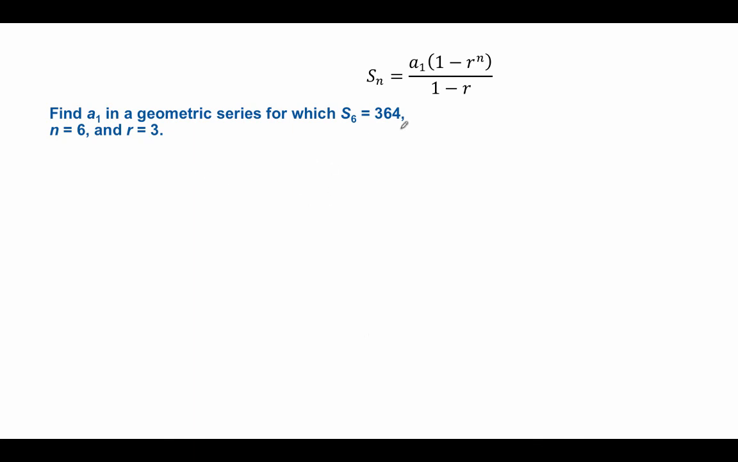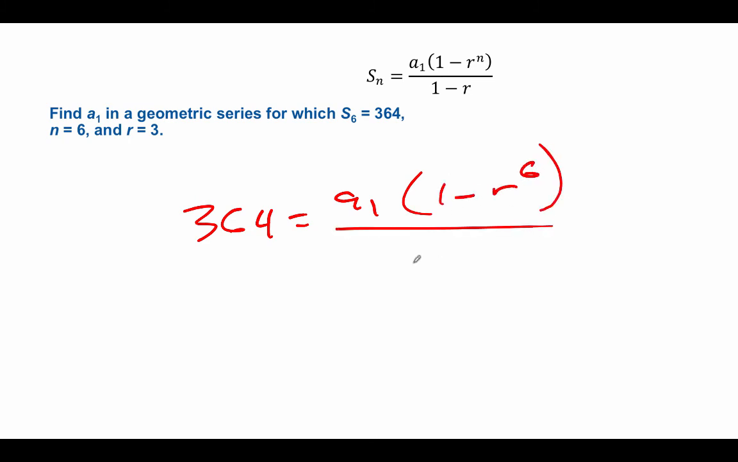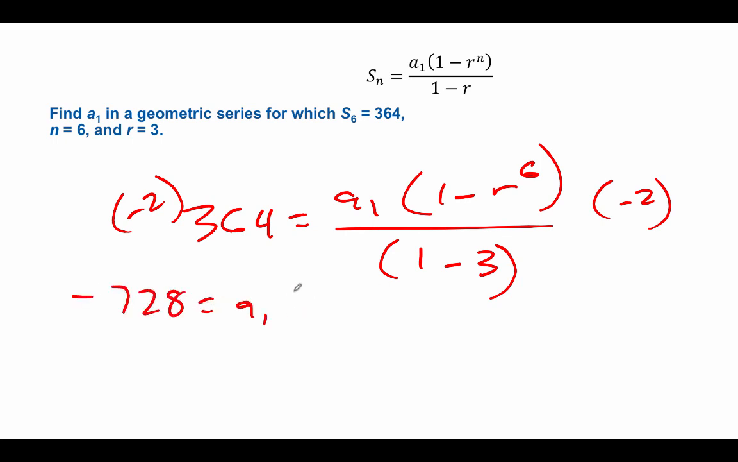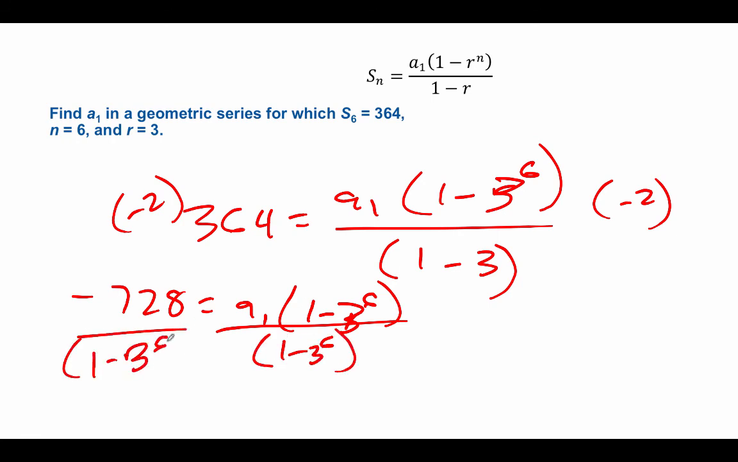Again, find A1. 364 equals A1 times 1 minus r to the 6th over 1 minus r. This is negative 2. You with me on that? I'm going to multiply by negative 2. Negative 2 times 364 is negative 728 equals A1 times this big nasty. Whoops, that's a 3. Sorry. Divide by 1 minus 3 to the 6th. Negative 728 divided by, in parentheses, 1 minus 3 to the 6th.